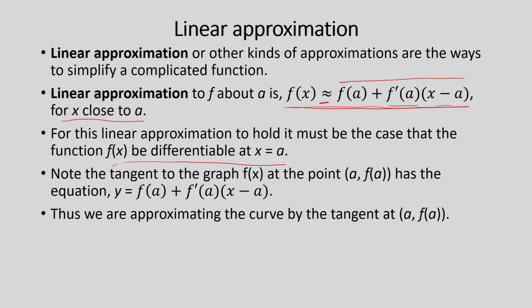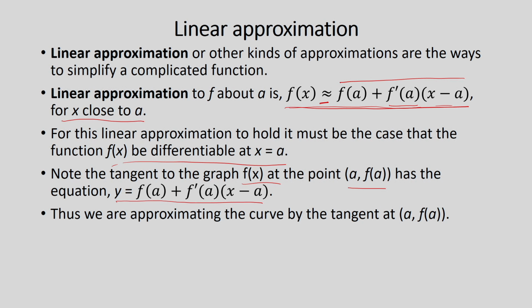Now, note the tangent to the graph f(x). Just imagine this to be a graph in the two dimensional plane. Now, think about the tangent to this graph at the point a comma f of a, and what is the equation to that tangent? That equation is given by this: y is equal to f of a plus f prime of a multiplied by x minus a.